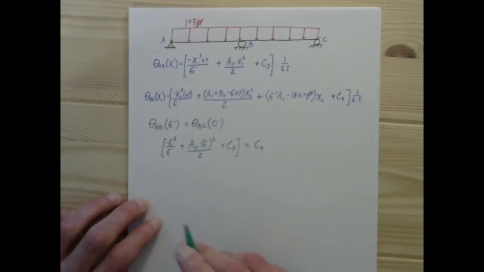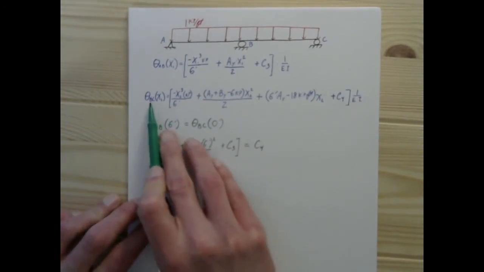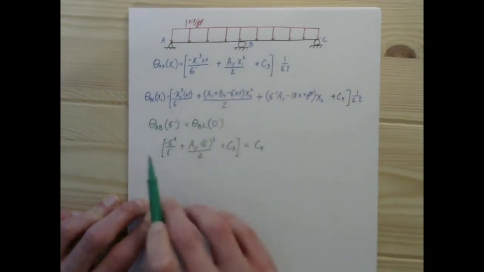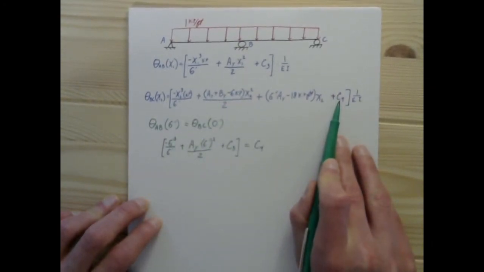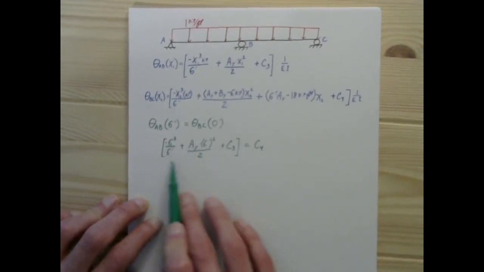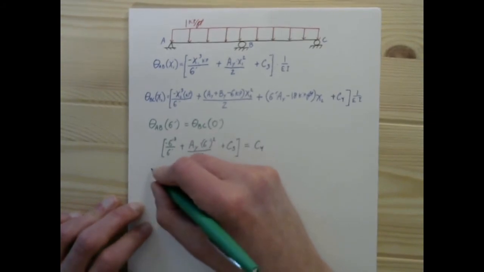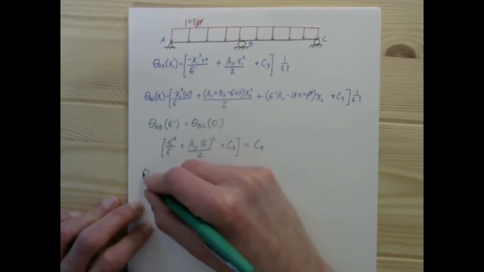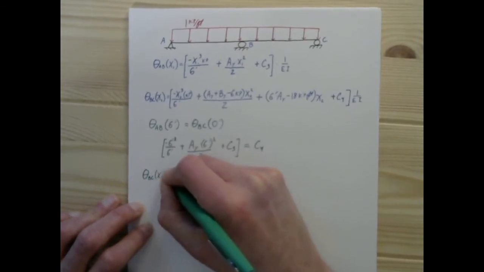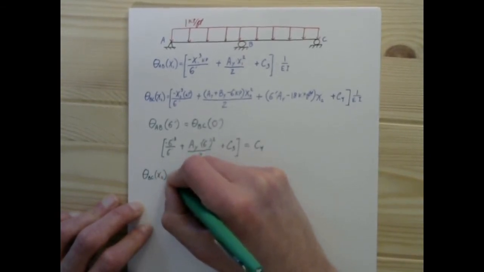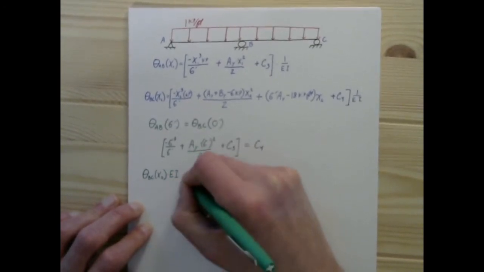This does mean that we are going to have to write down a new equation for the rotation from B to C, and that's going to be even longer and uglier than this, because we're going to replace this single term C4 with this set of terms here. So let's write that all down. Rotation from B to C. This is going to be a 2-liner right here. I'm going to move EI over there.